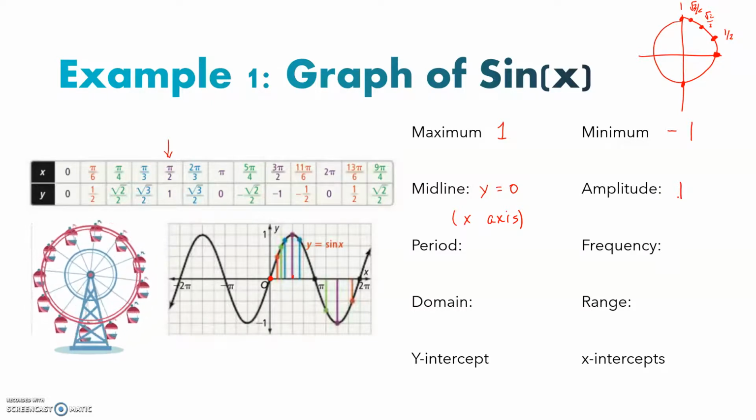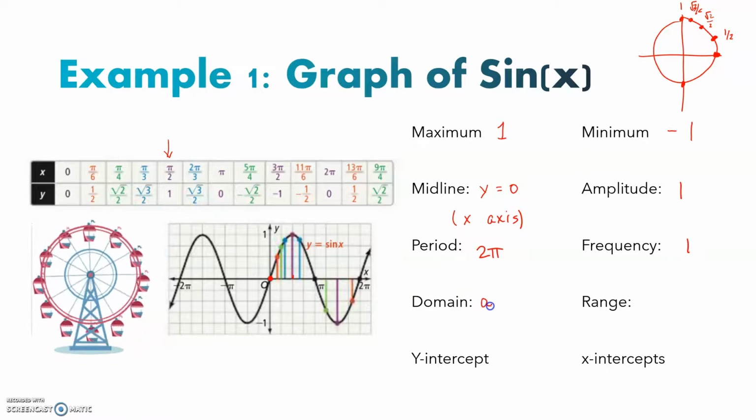The period is how long it takes to complete a cycle, so 2 pi is how long on the x-axis it takes to complete a cycle. Frequency is how many cycles you can complete in 2 pi, so that would be 1. The domain is all real numbers because we can keep spinning around that unit circle infinitely many times.